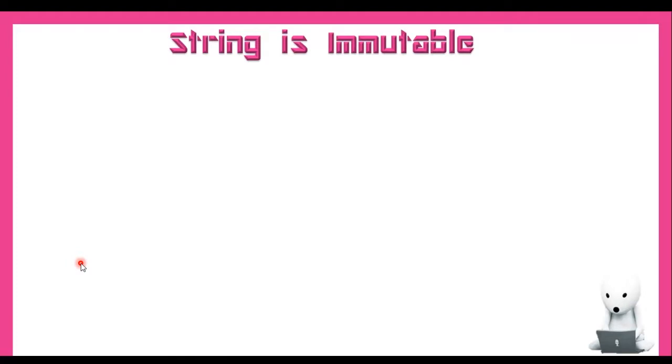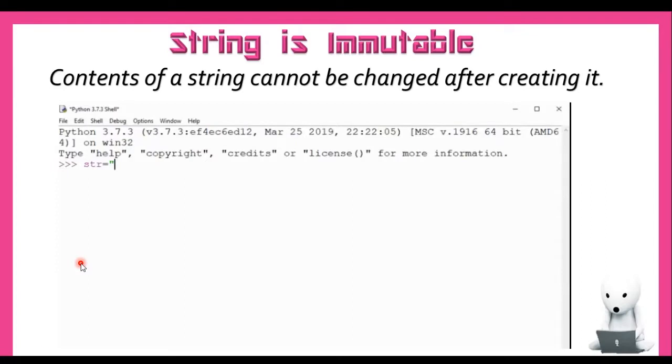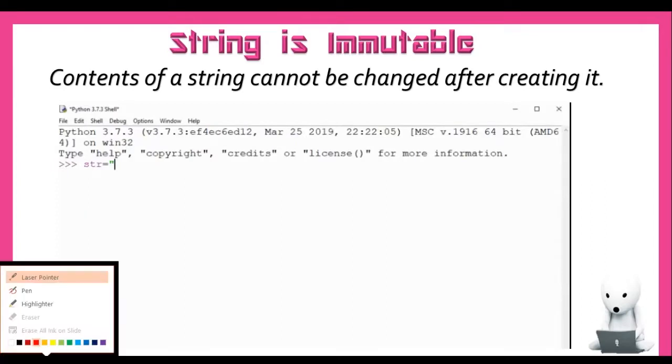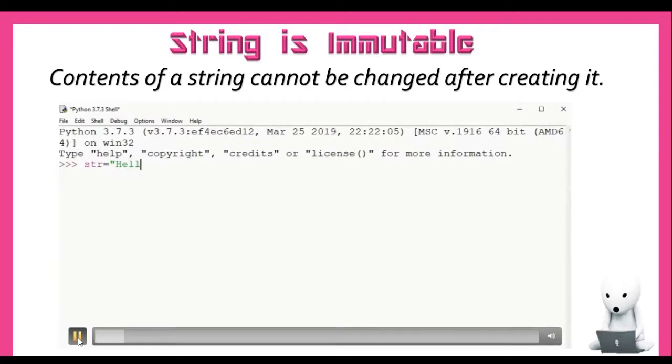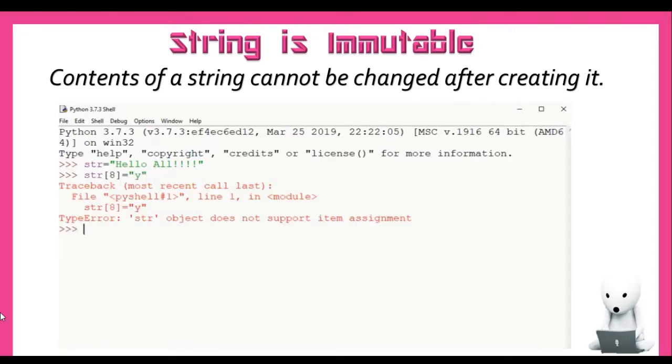Notice that a string is immutable. Immutable means we cannot change the content of a string after it is created. Let's see its example. Say I am declaring a string str and storing the value 'hello all'. Let's try to change the value at position 8. str[8] is equal to y, and we get an error that the str object does not support item assignment. We cannot change any character in the string once it is created.